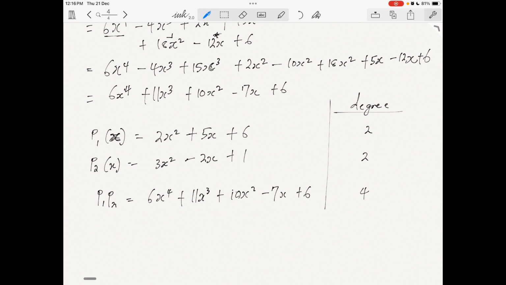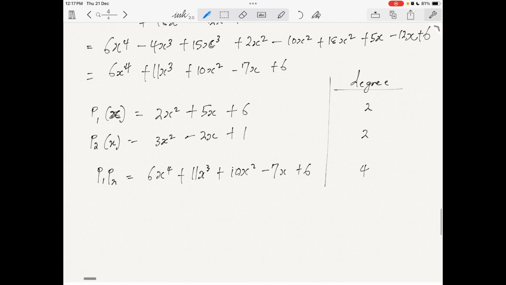Now we notice something: when we have the product of two polynomials, the degree of the resulting polynomial will be the addition of the other two degrees. So all we have to do is add the plus sign here, and we'll have 4.